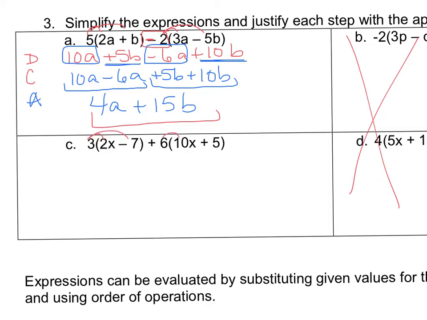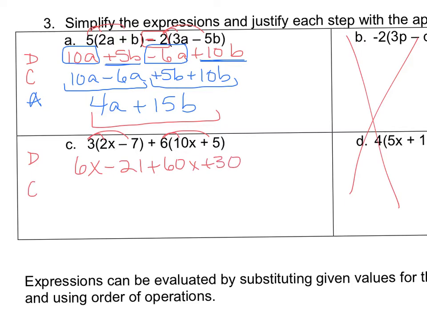So first thing we're going to do is distributive property, because we need to get rid of those parentheses. So positive 3 times positive 2 is 6x. 3 times negative 7 is negative 21. 6 times 10x is positive 60x. And 6 times 5 is positive 30.